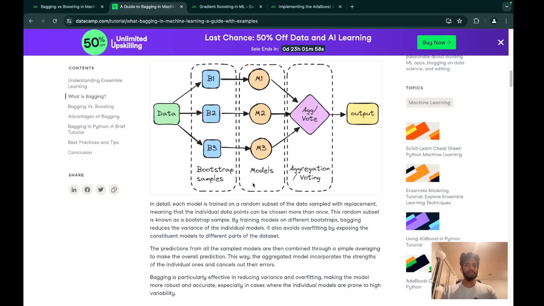instead of the variance in the models. Anyway, in detail, each model is trained on a random subset of the data, sampled with replacement, meaning that individual data points can be chosen more than once. Wow, I took like 10 minutes to explain that one sentence. Not really, but yeah. This random subset is known as a bootstrap sample.